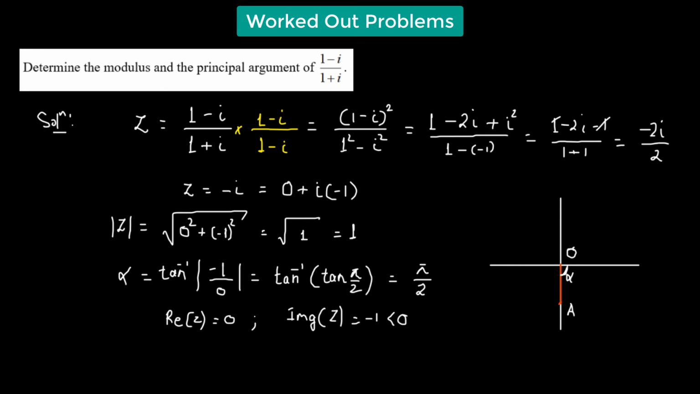So that means our alpha value is going to be equal to negative theta, since we are measuring theta in the clockwise direction. So we have the argument of our complex number z is equal to negative theta, which is equal to alpha. So that gives us the theta value equal to negative alpha, which is negative pi over 2. So this is the argument of our complex number. Let's move on to the next question.